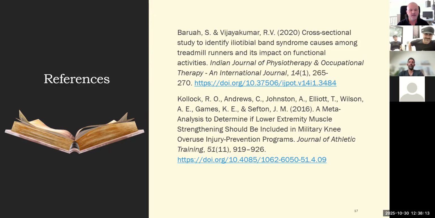The TFL is one because when that glute medius goes out and they're doing, let's say, agility movements that require a glute medius, that TFL will compensate, and that'll start overactivating.